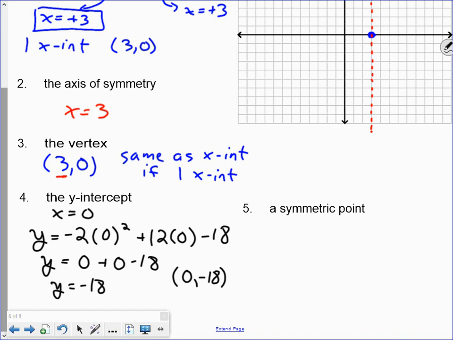So to fit this onto our graph, I'm just going to use a scale here so that each box in the y direction represents 2. So 2, 4, 6, 8, 10, 12, 14, 16, negative 18 would be right there. And I'm going to label this as (0, -18). And that's going to be our y-intercept. Our symmetric point is also going to have a y-coordinate of negative 18, but it's going to be on the opposite side of our axis of symmetry. So it's going to be at 1, 2, 3, 4, 5, 6, negative 18. And there we are. That's our parabola. And we can draw a nice smooth curve through those 3 points that we have.